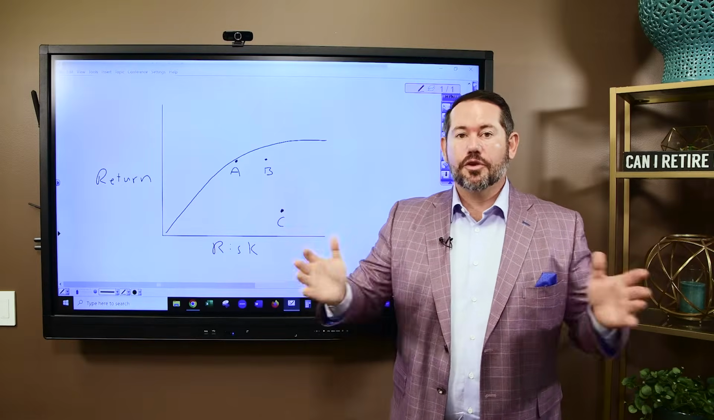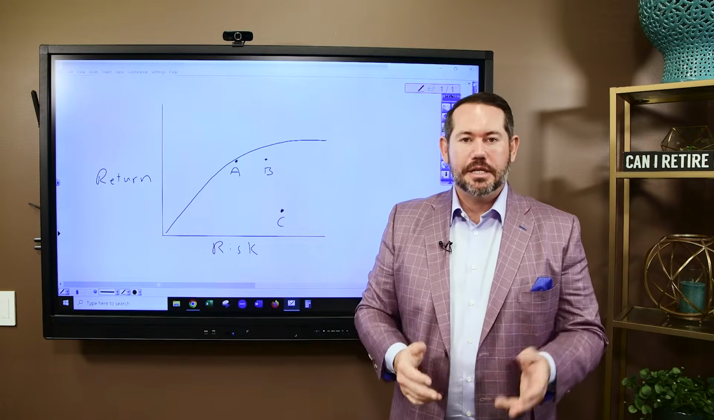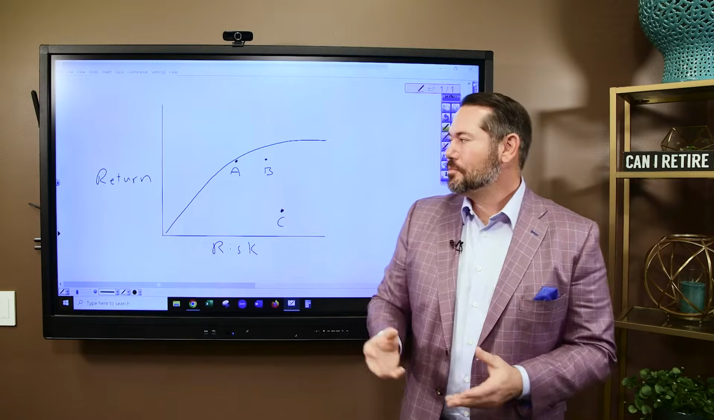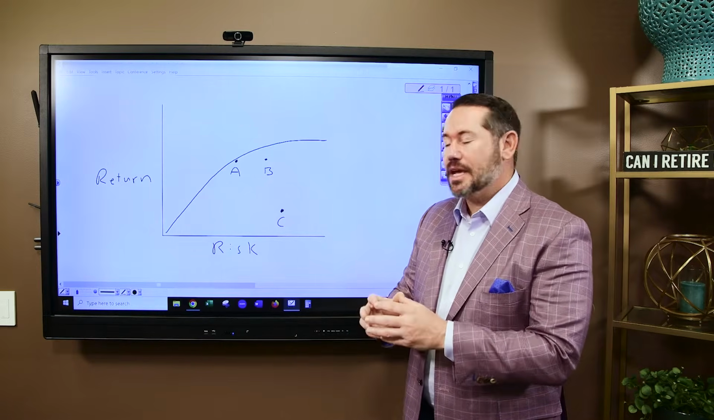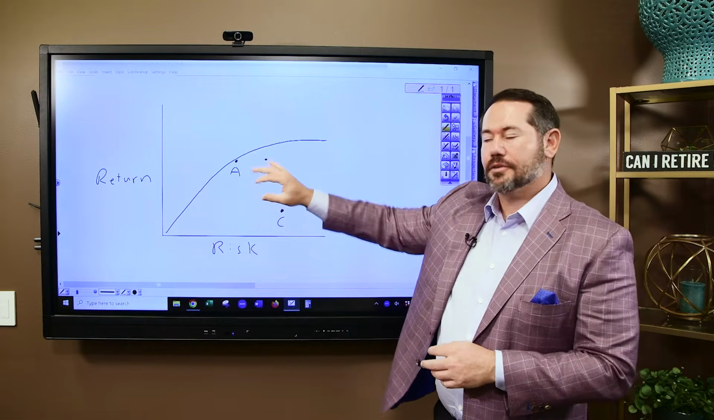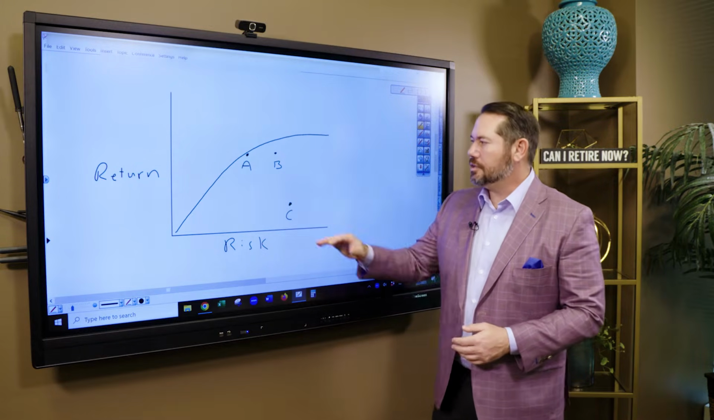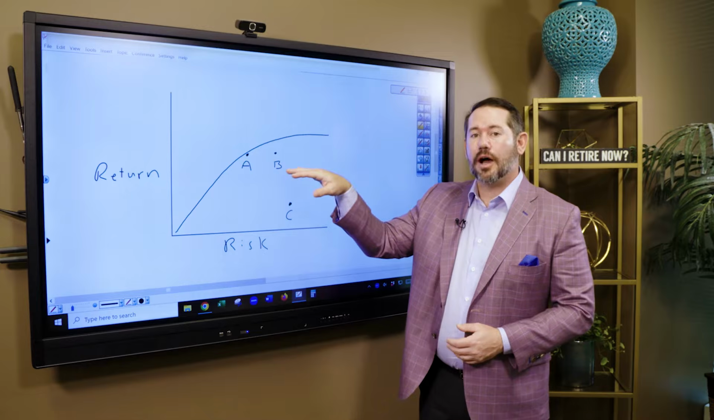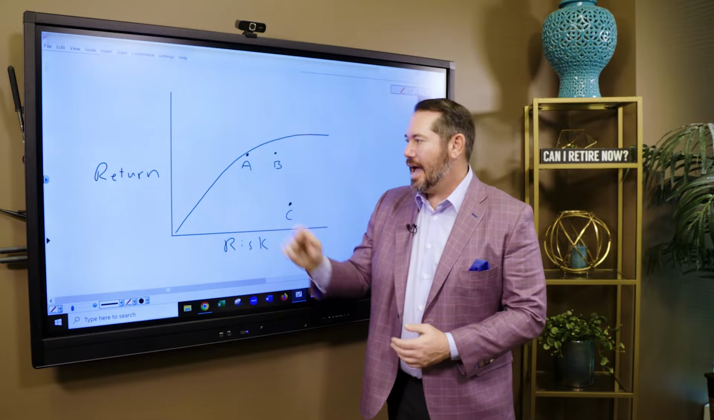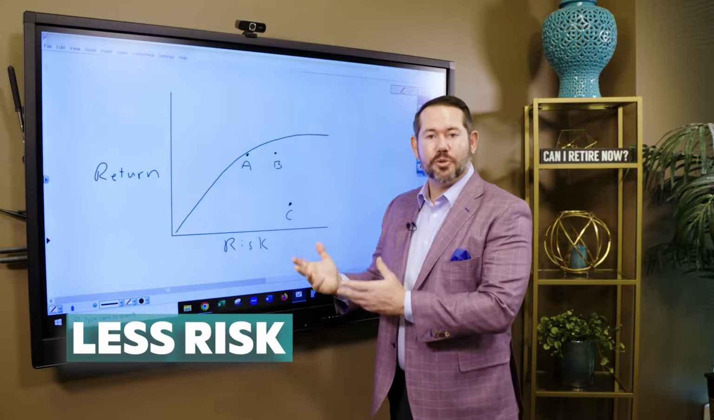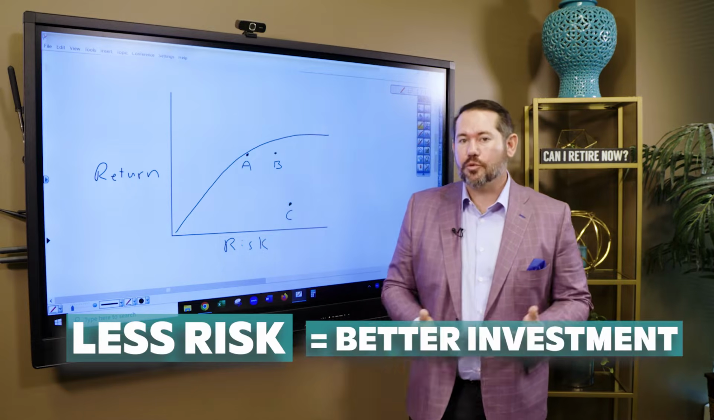Now, if you have 20 or 30 or 50 different mutual funds or ETFs or individual stocks, once again, that set of investments can be plotted somewhere on this graph. So when we plot investment A and investment B on the graph here, we can clearly see that they have a similar return profile, but investment A has less risk. So this makes it easier to identify as an investment that we would rather place our dollars.